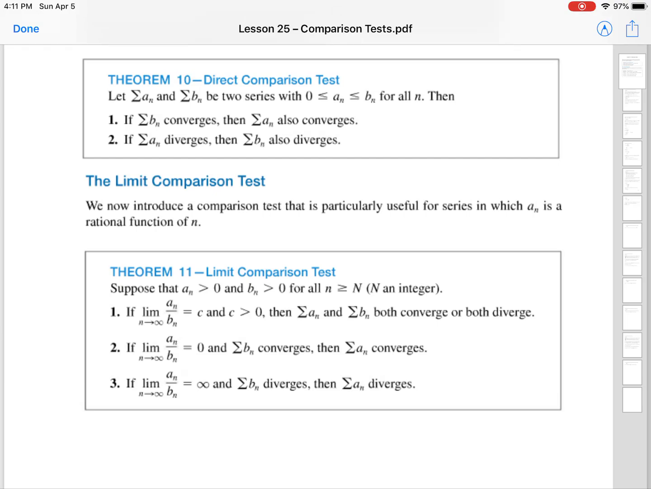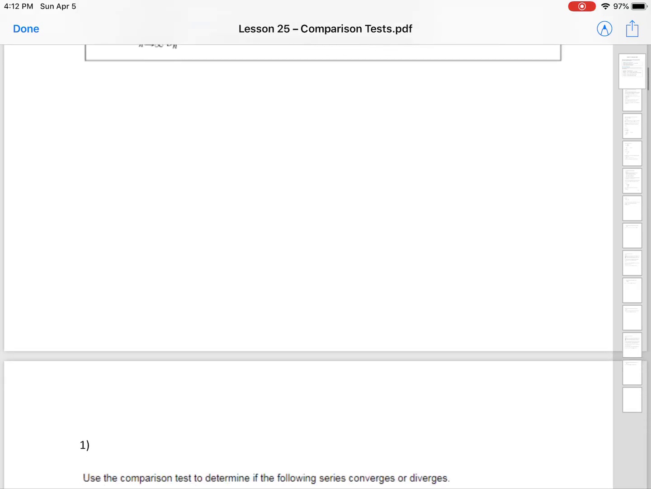Let the sum of a sub n and the sum of b sub n be two series in which a sub n is less than b sub n. Then if B converges, then A also converges. And if A diverges, then B also diverges. So in other words, if one is convergent or divergent, then usually the other series follows suit. Let's look at an example where we are using the direct comparison test to determine convergence or divergence.